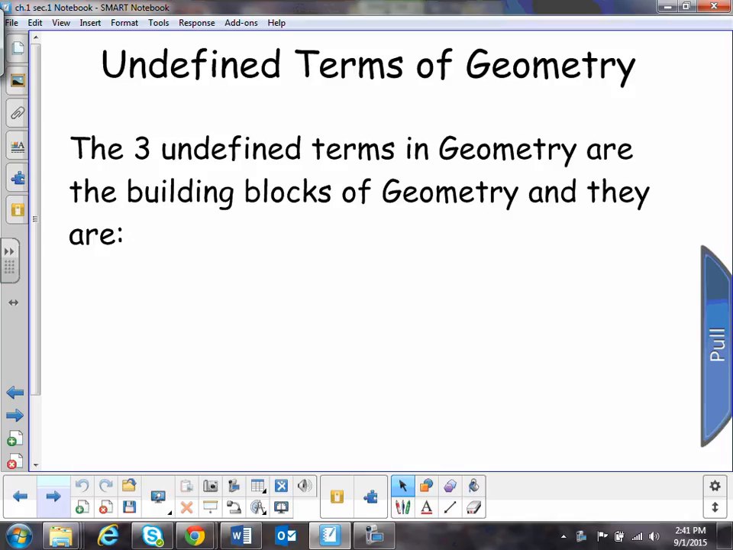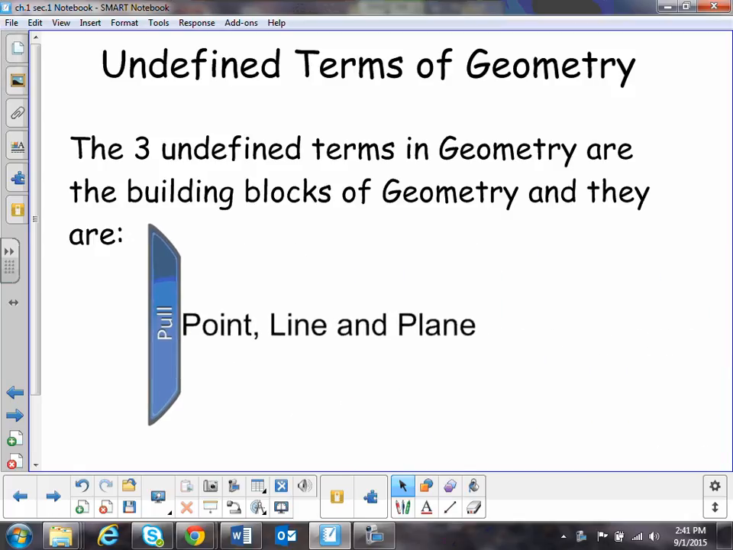First, the most important thing is the building blocks of geometry. They're also called the undefined terms of geometry. And they are point, line, and plane. Point, line, and plane. And we're going to go over these definitions next.